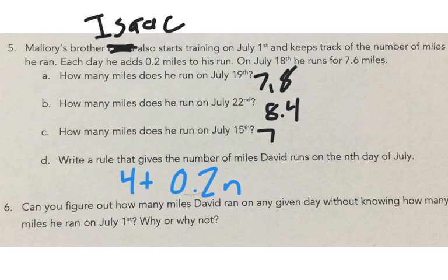Okay, so think about it like, well, I'll just go back. We'll just do them all at once. Can you figure out how many miles he ran any day without knowing how many miles he ran on July 1st? Well, we couldn't yet, right? The way we did it was we figured out how many he did run on July 1st. Let's come back to that.